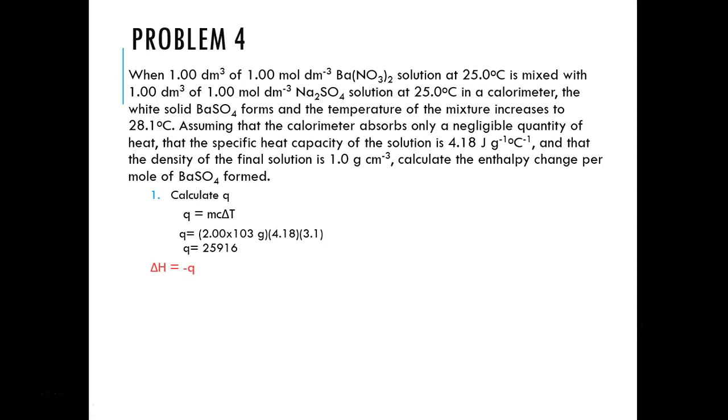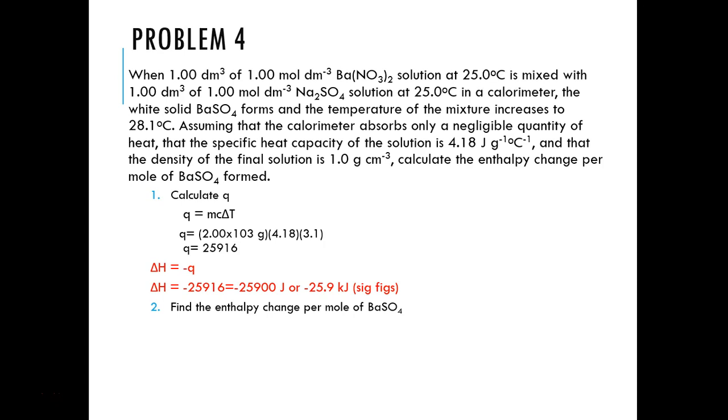So we would get 25,916 joules. Now remember that delta H is negative Q. So delta H is going to be negative 25,916 joules. To take into account significant digits, we'll say negative 25,900 or negative 25.9 kilojoules. With those significant digits, I assumed that the density of the water was exact, so I didn't count that as limiting for significant digits.